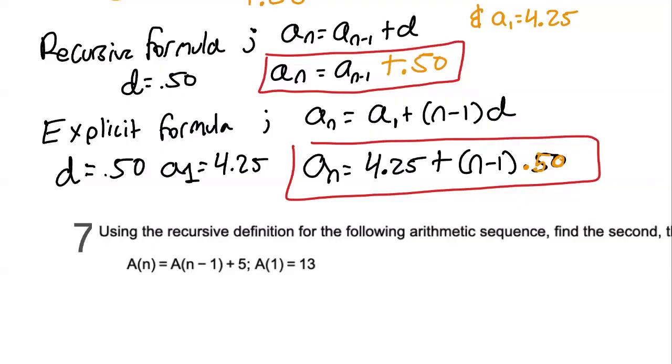Now you can simplify this by multiplying 0.50 and simplifying, but you don't need to. You can just leave it like that on your homework, and I'll still give you full credit on it.